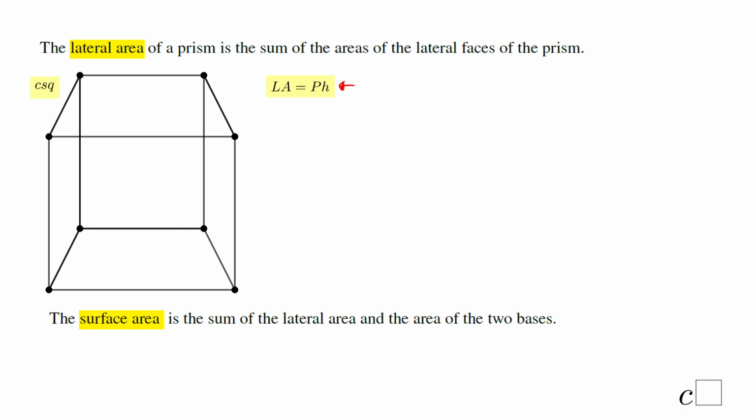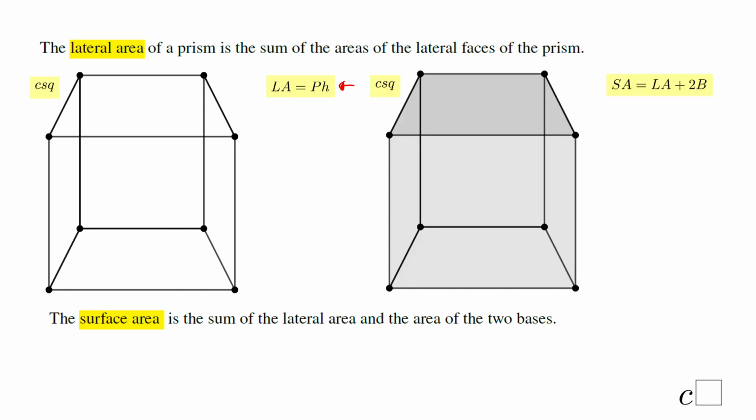The surface area, on the other hand, you add the bases, and you see that in the formula right here. So after you do the lateral area, you add the two bases. In this case, these two bases, top and bottom of the prism.